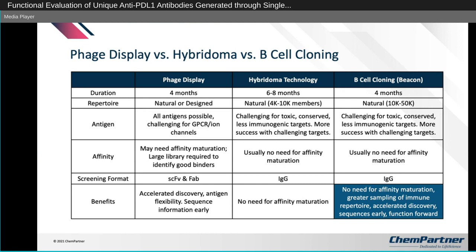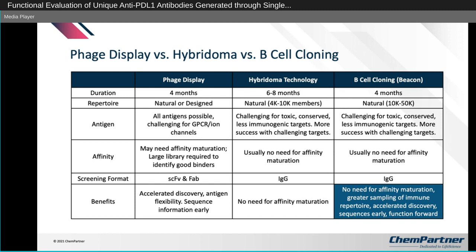So we have several different options when selecting the antibody discovery approach to use. There is either phage display, hybridoma, or B cell cloning, and there are pros and cons of each of these methods. Particularly for phage display, it can be a shorter duration of 4 months. There is flexibility in terms of types of antigens that you can use, and having sequence information early in the drug discovery process. The screening format tends to be scFv as well as Fab. But one of the challenges is that you may need to affinity mature your lead candidates. But generally, there is a large library required in order to identify really good binders.